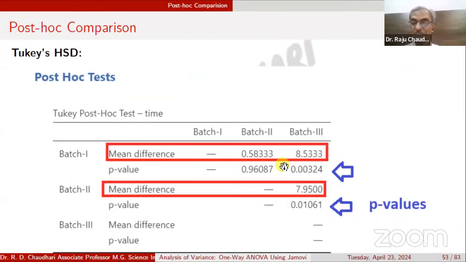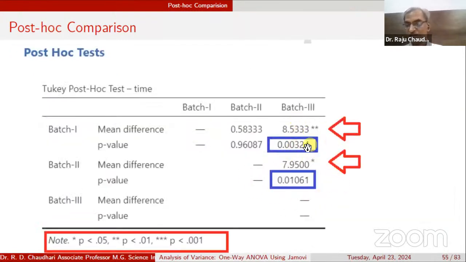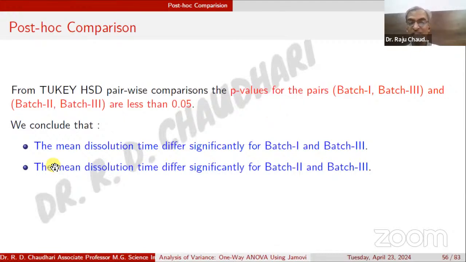Okay. So this is the output, right? And the comparison, you can use the flag, and these are, right? So this blue indicates that there is a significant difference, 1 and 3, then 2 and 3. And if you write the interpretation, you can write like this. Mean resolution time differs significantly for batch 1 and batch 3, batch 2 and batch 3, right? So 1 and 2 do not differ significantly.